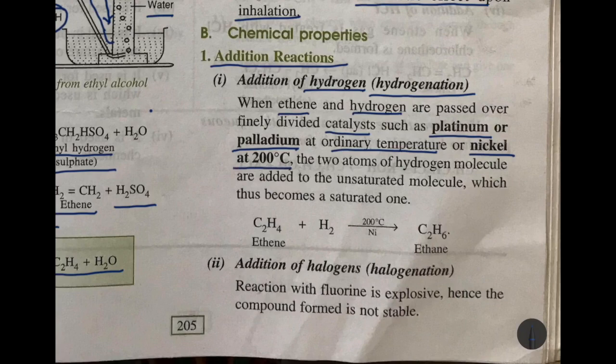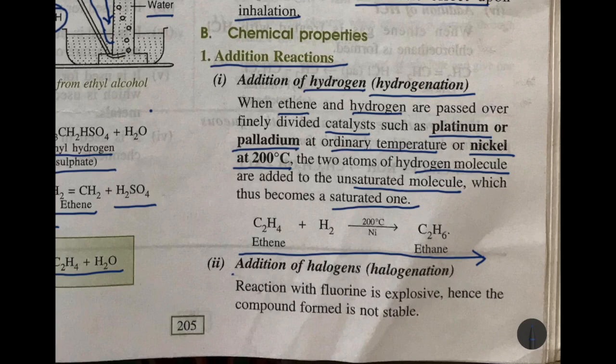So what happens? The two atoms of the hydrogen molecule are added to the unsaturated molecule, which becomes a saturated one. That means ethene turns into ethane. So here the equation is given for nickel as catalyst at 200 degrees Celsius, where ethene turns into ethane.